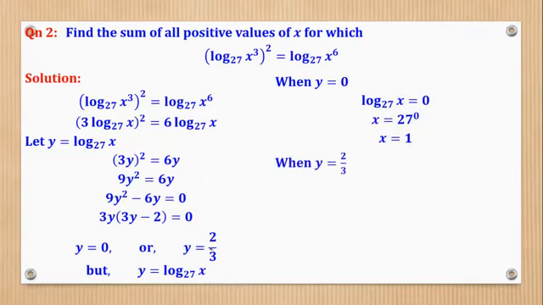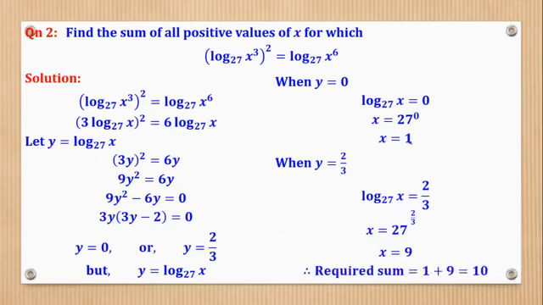Then when y is 2 over 3, it implies that log base 27 of x is this. Then again do the same. This to power this is equal to this. Then you can come up with 9. So those are the two values they wanted, but they said sum of all the values. So the sum will be 1 plus 9, which gives you 10.